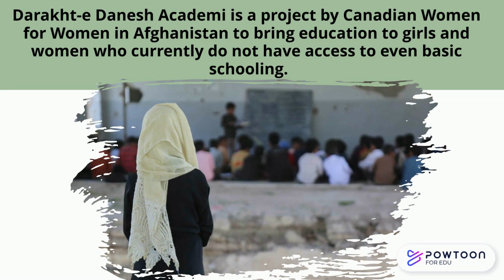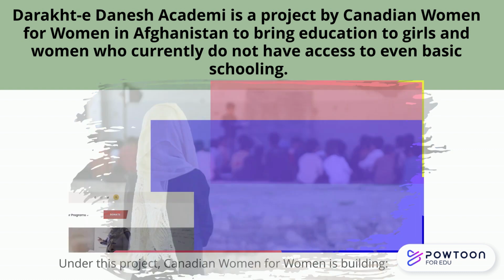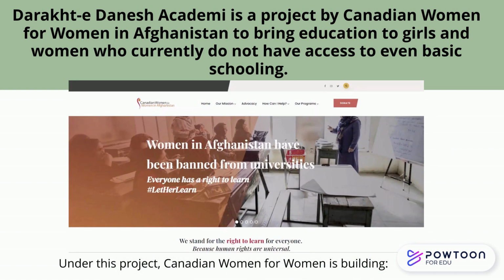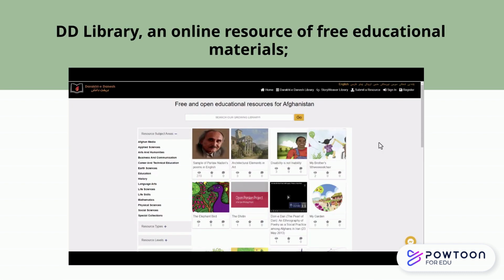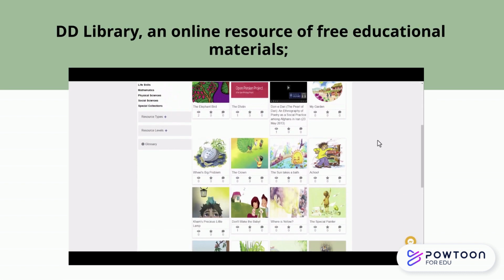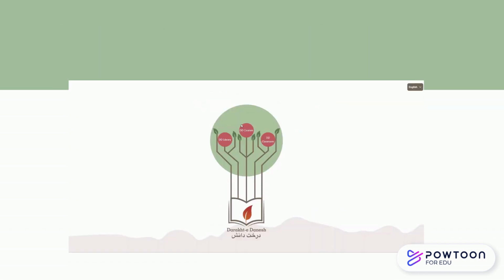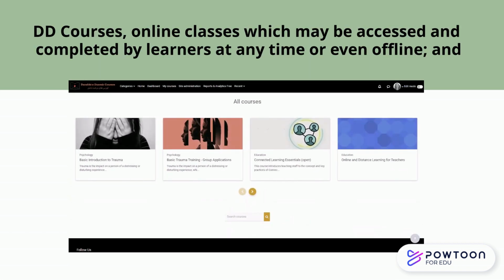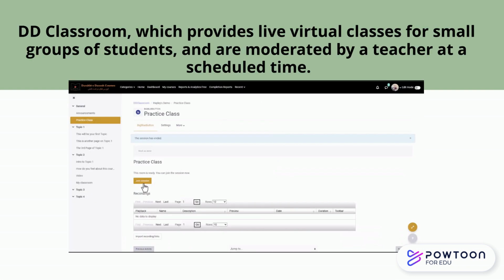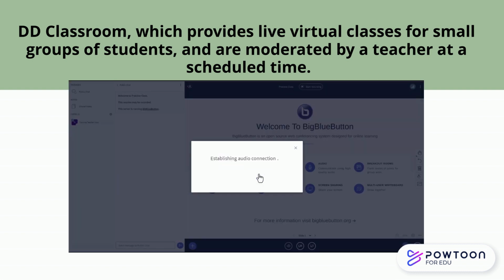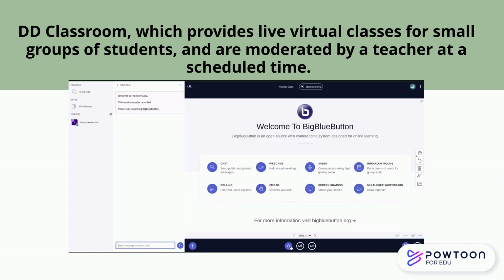Darakht-e Danesh Academi is a project by Canadian Women for Women in Afghanistan to bring education to girls and women who currently do not have access even to basic schooling. Under this project, Canadian Women for Women is building DD Library, an online resource of free educational materials; DD Courses, online classes which may be accessed and completed by learners at any time or even offline; and DD Classroom, which provides live virtual classes for small groups of students and are moderated by a teacher at a scheduled time.